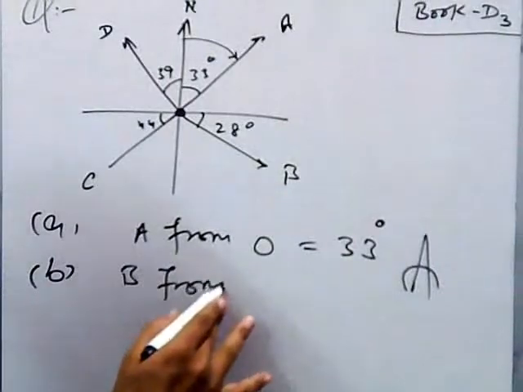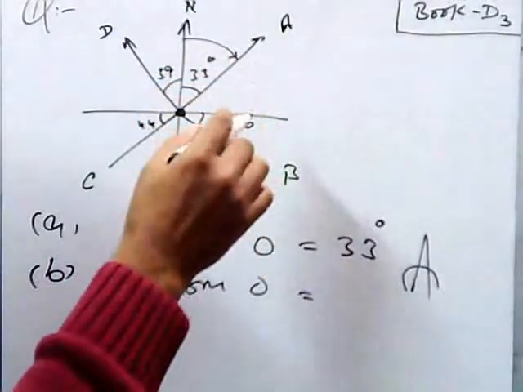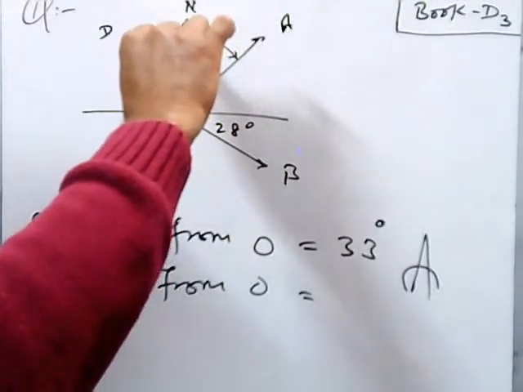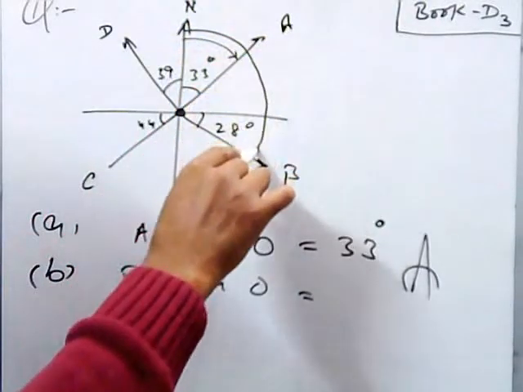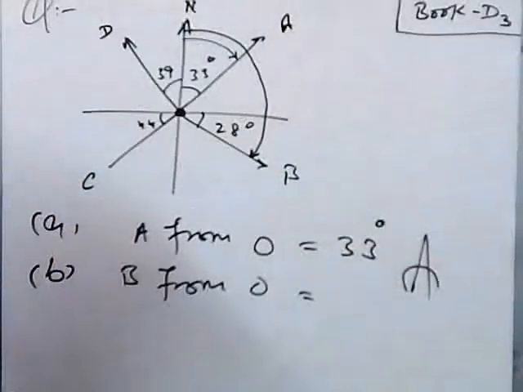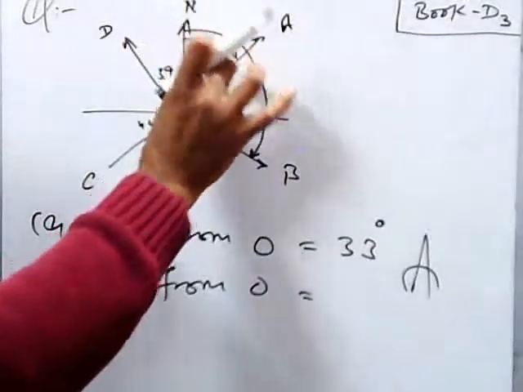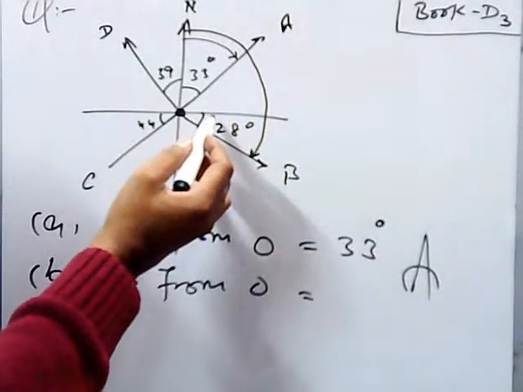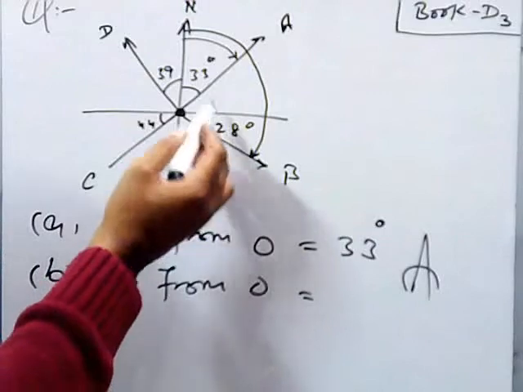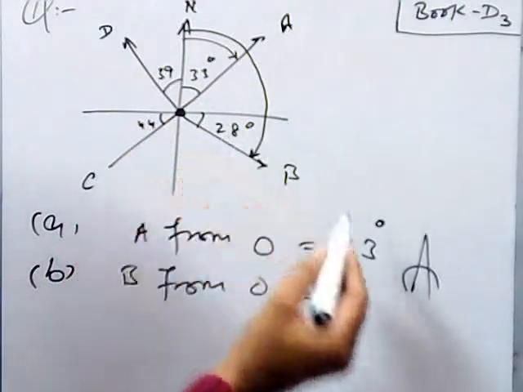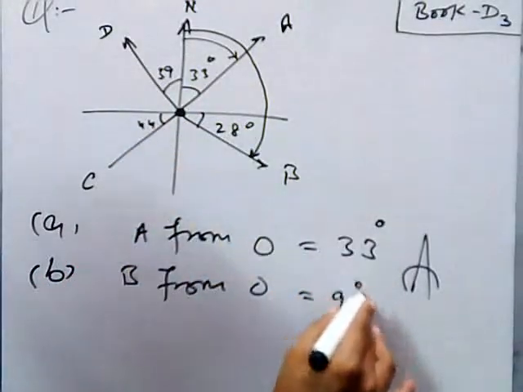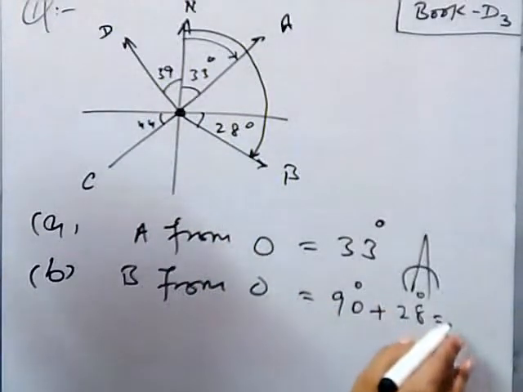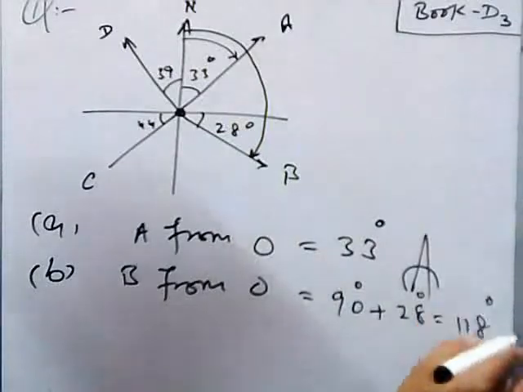In part B you have been asked for B from O. You have to start from O and go up to B in clockwise direction, and you have to sum all the angles, that is 33, this one and this one, which is equal to 90 plus 28. So your result is 90 degrees plus 28, which gives you 180 as your bearing.